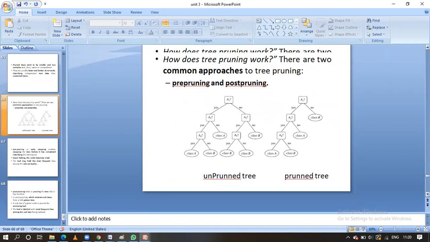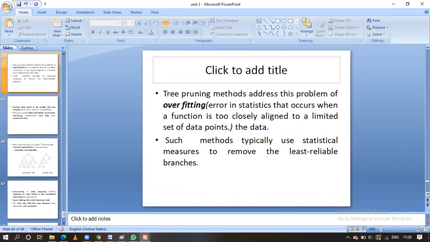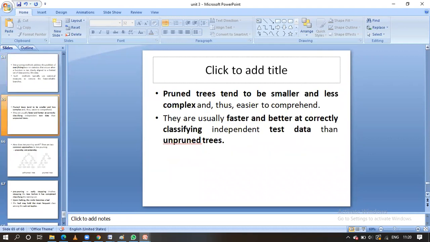What is the main importance here? We reduce the size of the tree. The tree turns smaller and less complex. After that, the tree will be smaller as well as less complex, because we have removed the noisy, erroneous branches. Moreover, it is faster and better at classifying the results.